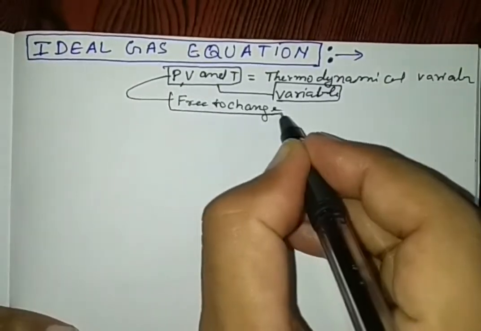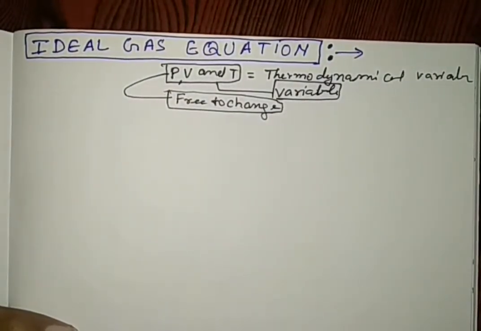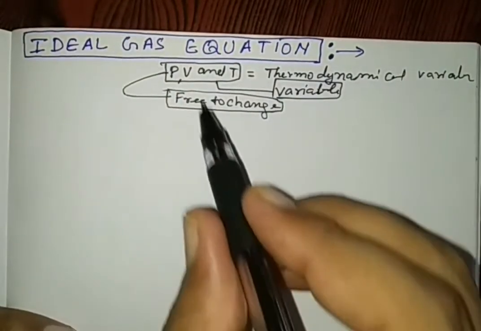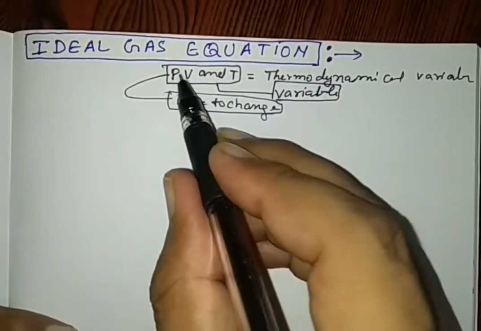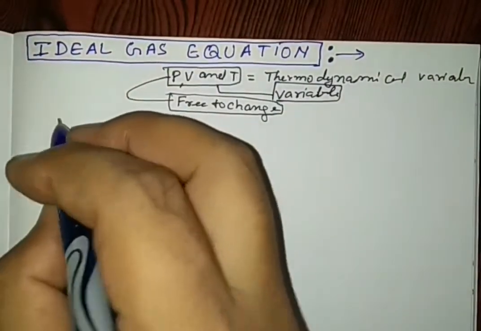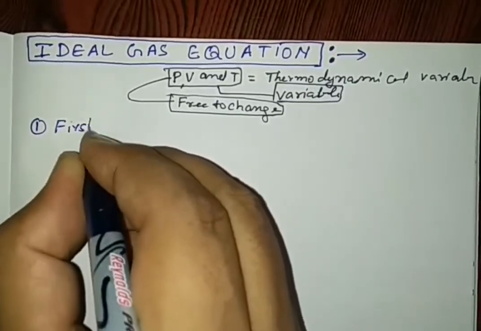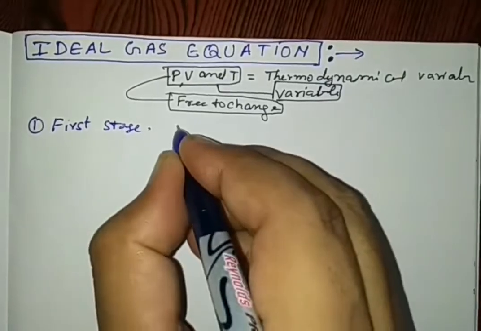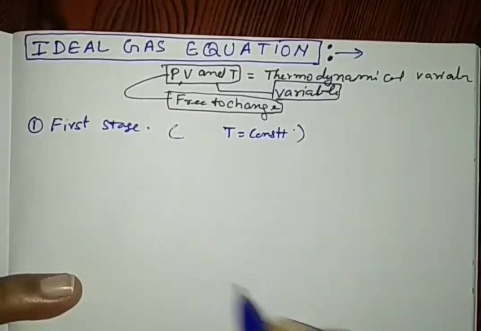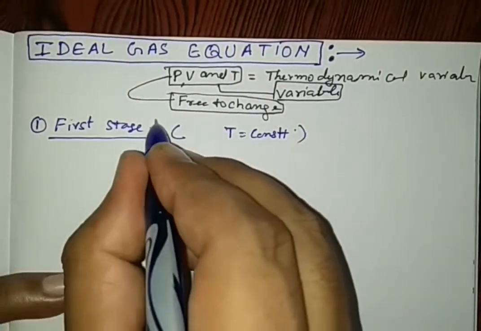Right? So see, if all three are variable, then what mathematical equation is obtained here when all three thermodynamical coordinates, pressure, volume and temperature, are variable. This equation is obtained in two stages. We are going to watch the first stage. In the first stage, we are keeping temperature constant, and we understand it by this graph.